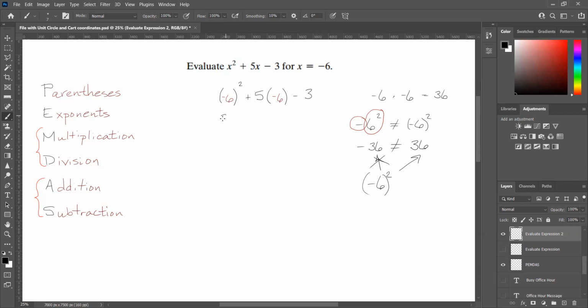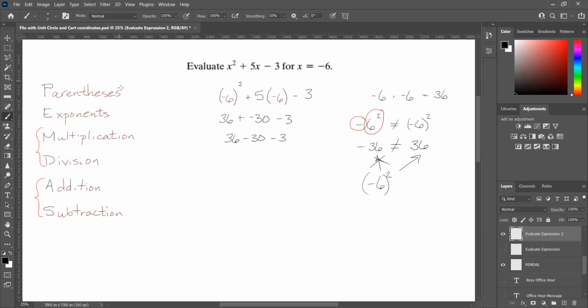Negative 6 squared, we just said, was 36. 5 times negative 6, we're adding this, 5 times negative 6 is negative 30. Then we still have the minus 3. Now I've got this plus a negative right there in the middle, and it turns out that when you add a negative, that is exactly the same thing as subtracting. And so I'll go ahead and rewrite that plus a negative as minus.